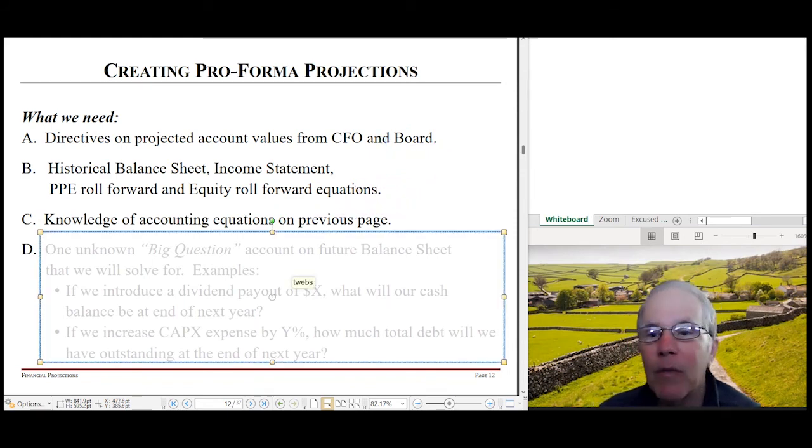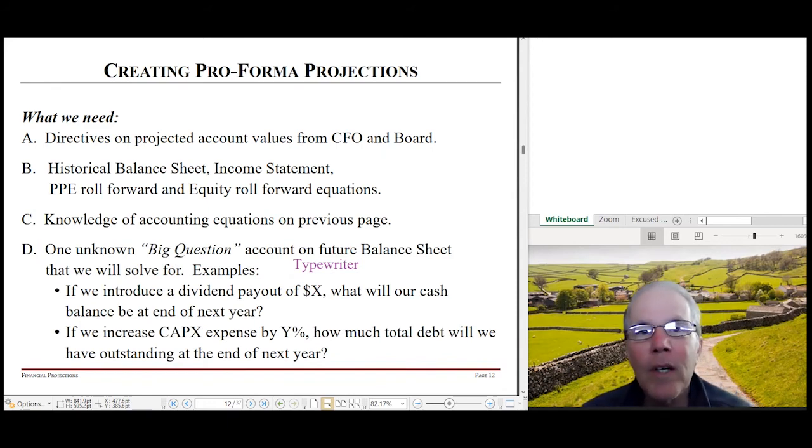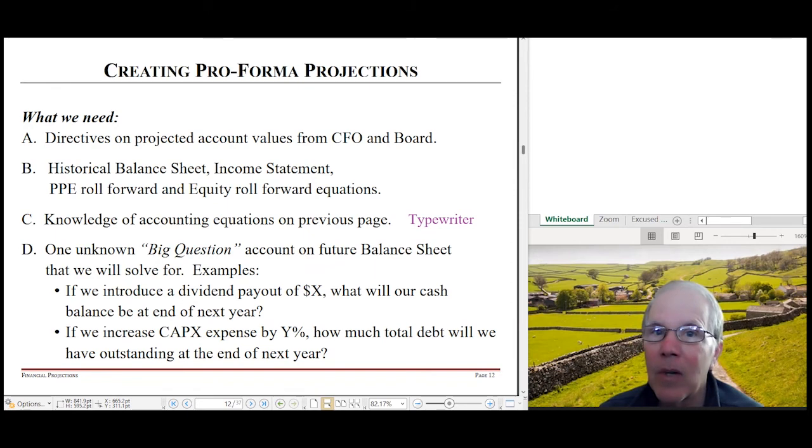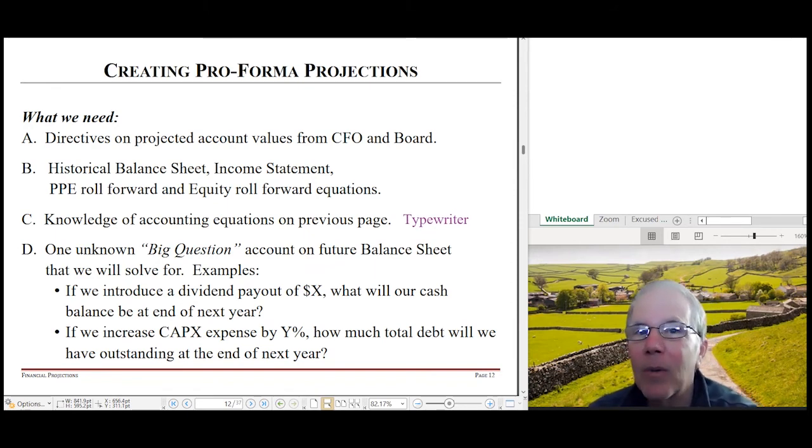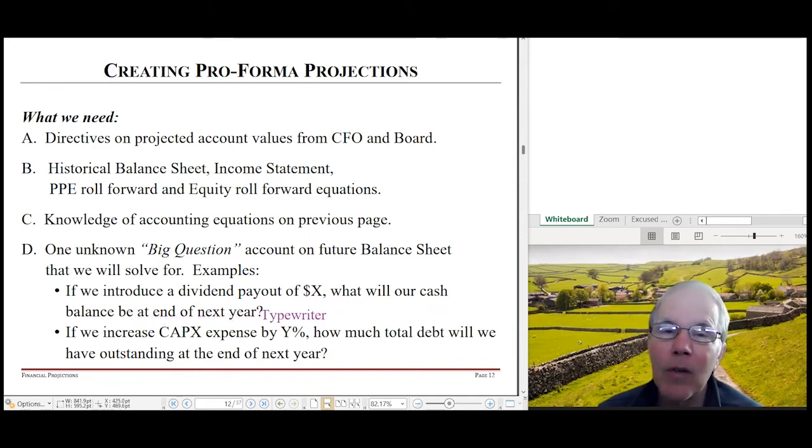And then finally, we frame this such that there's one unknown big question account on the future balance sheet. And we're going to solve for that. We're going to solve for the value of the big question unknown account on the balance sheet. And how do we get these big question unknown accounts? Well, they come from questions to us from the CFO or from the board, something like this. If we introduce a dividend payout of X, what will our cash balance be at the end of next year? So in that case, we'll be solving for the value of the cash account on the balance sheet at the end of the next year.